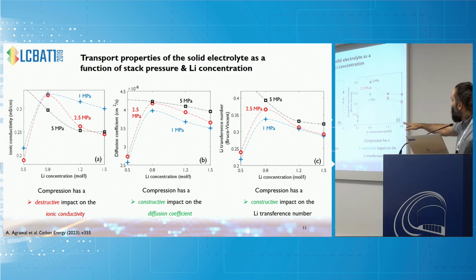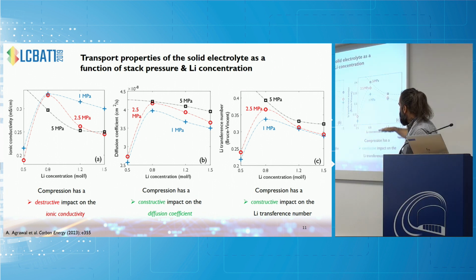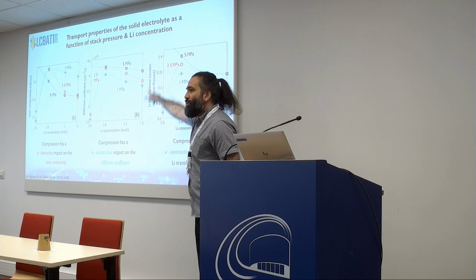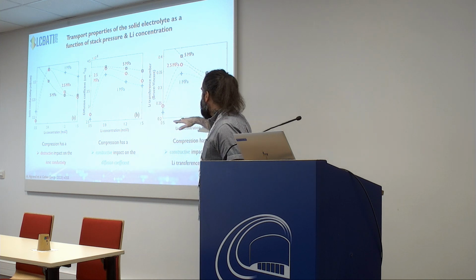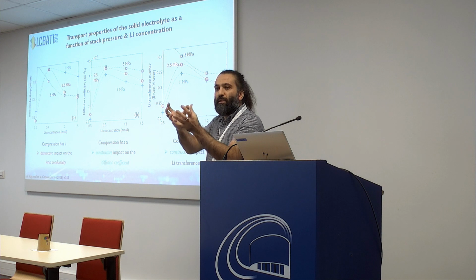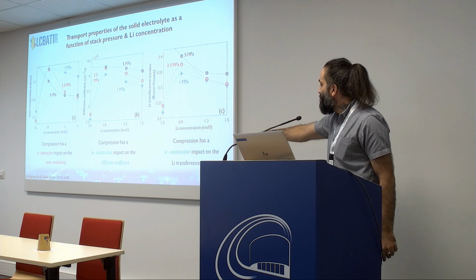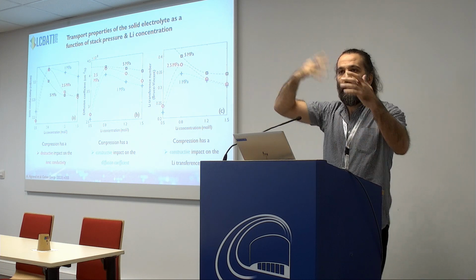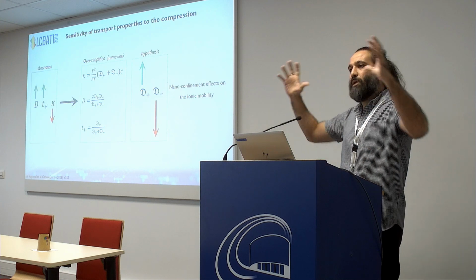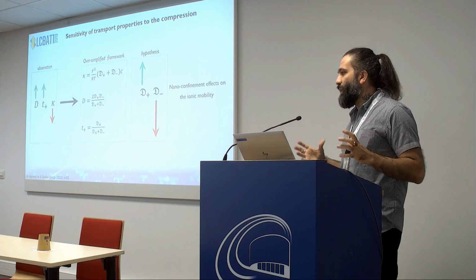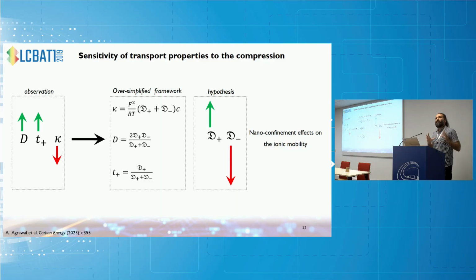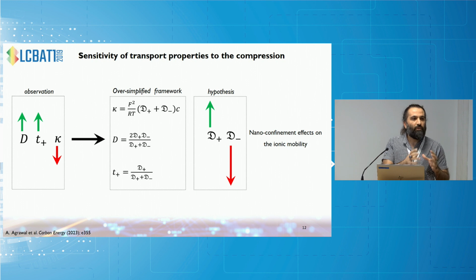The important message here is that the impact of pressure is quite constructive, both for the diffusion coefficient for a neutral combination of ions, lithium and TFSI, and also for the lithium transference number. But for the ionic conductivity it is not constructive. We are wondering how to explain that, because there is not much theory, even irreversible thermodynamics theory, that you can refer to for explaining the impact of pressure on transport properties.